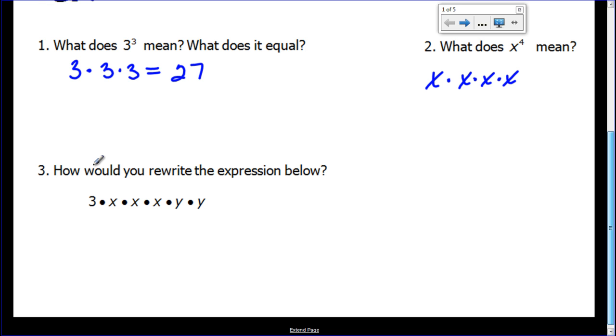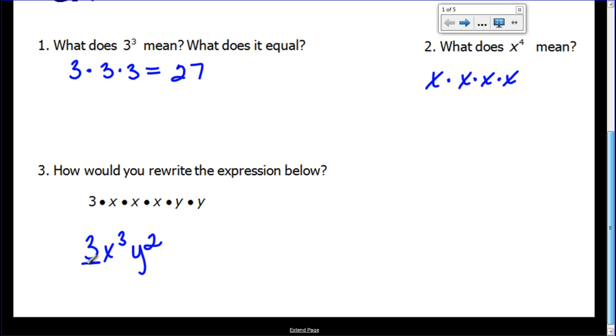Now we're going to scrunch it back up. I've got 3 times x times x times x times y, and I've got to simplify it all back down. Well, the 3 is the only number, but then I have 1, 2, 3 x's, so that becomes x to the third power, and then 2 y's, and so that becomes y squared. And so that's where we're going to start. We have powers, which have a base and have an exponent.